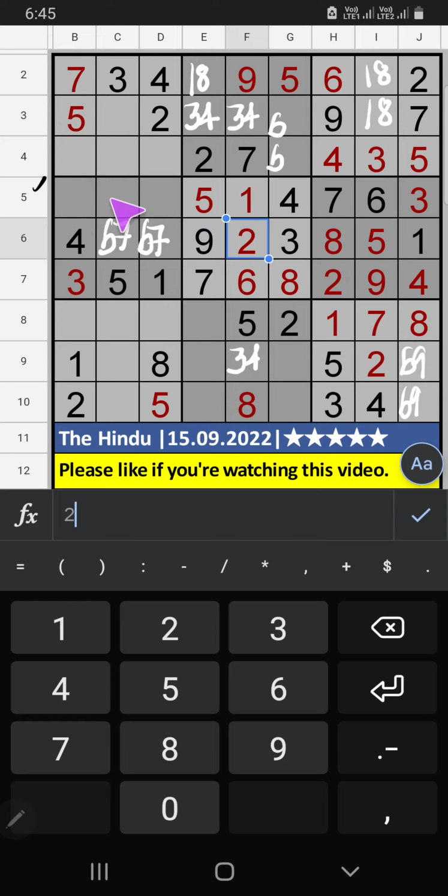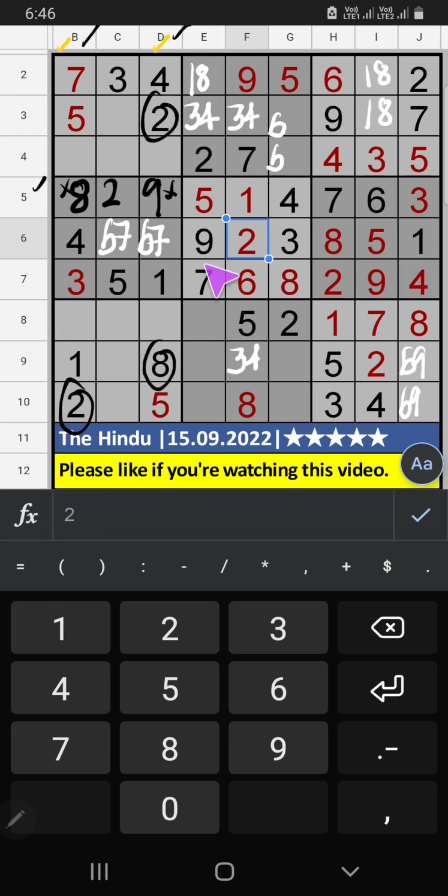Fifth row, 3 numbers are remaining, 2, 8, 9. Column D, we have 2 and 8. So 2 and 8 can't come in this cell, it will come in one of the two cells. Column B, we already have 2. So 2 can't come in the cell, 2 is confirmed here. And then 8 is here. Then fifth row, only one number is remaining, 9. 9 is confirmed here.